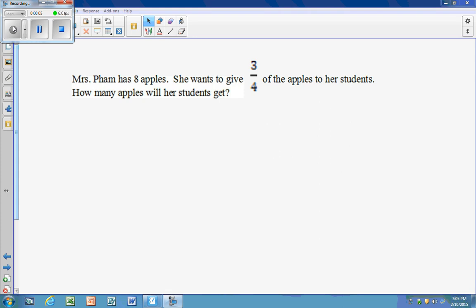This is Module 4, Lesson 4, Finding Fractions of a Set. So we're going to start with a word problem example. So we have Mrs. Pham has 8 apples. So our whole is 8. So we're going to draw 8 apples.